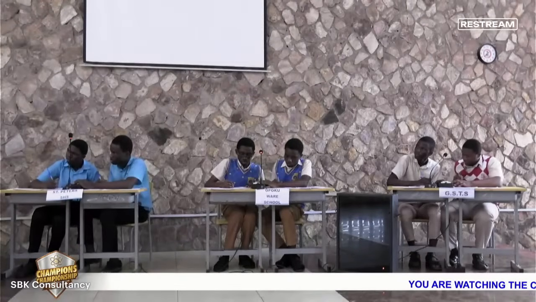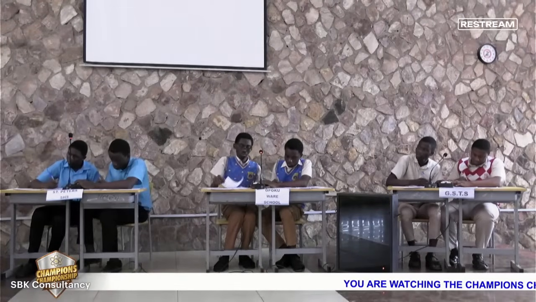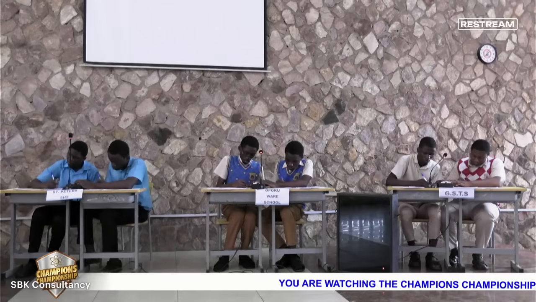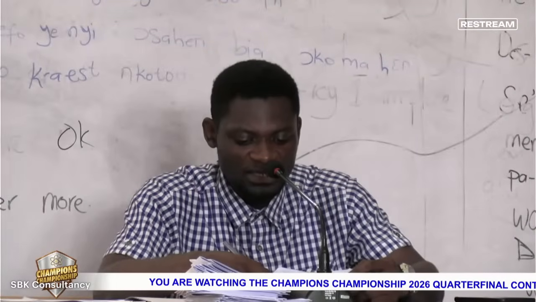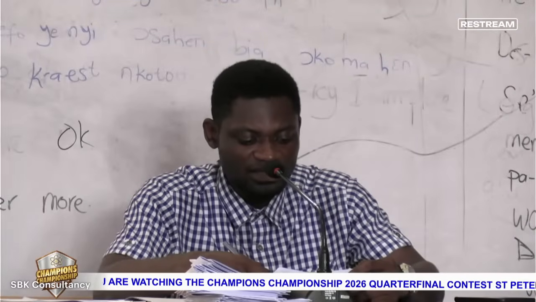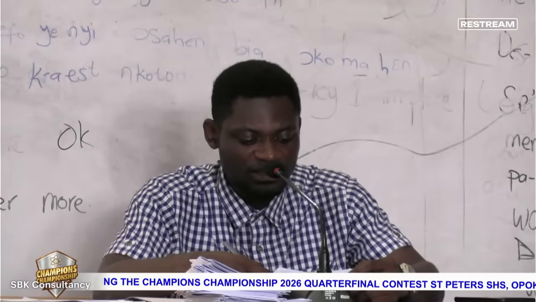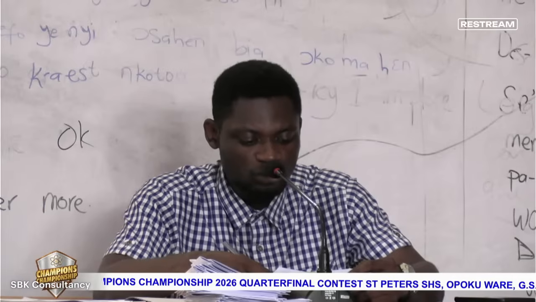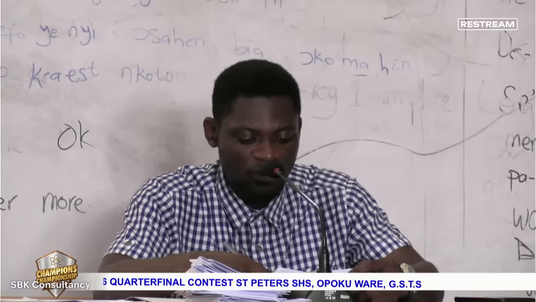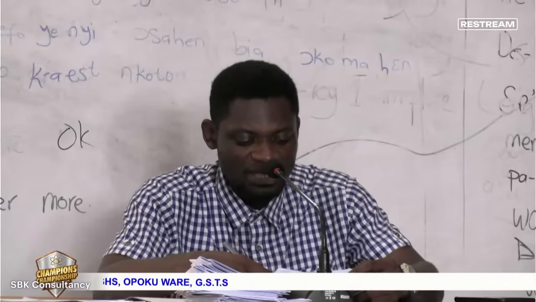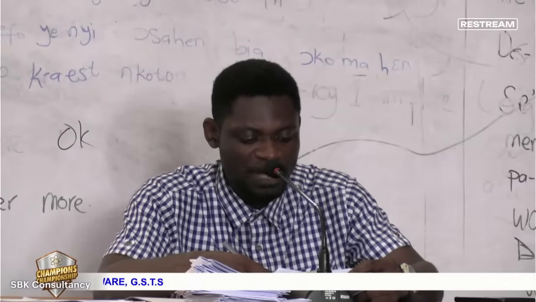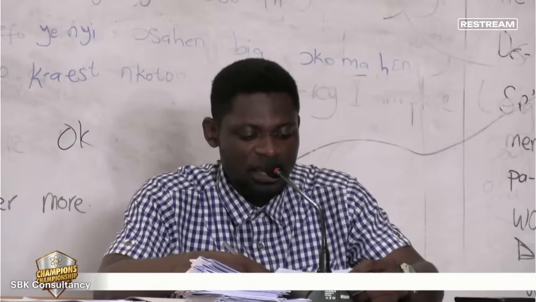St. Peter's. A student pipettes 25.0 centimeter cubed of the iron 2 sulfate solution into a conical flask, adds dilute sulfuric acid, and titrates with 0.0200 mole per decimeter cubed KMnO4. The titer value is 20.0 centimeter cubed. Calculate the concentration of Fe2 plus ions in mole per decimeter cubed.